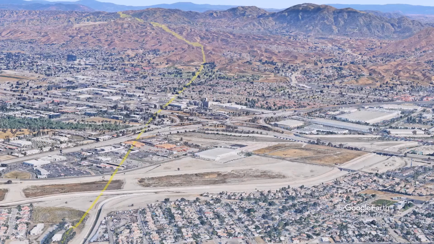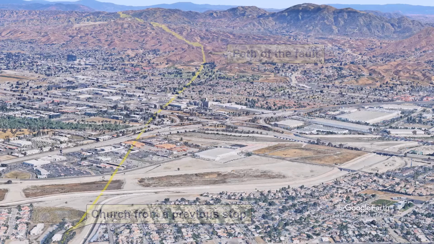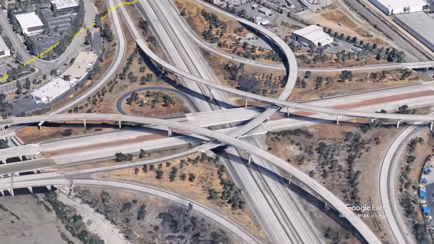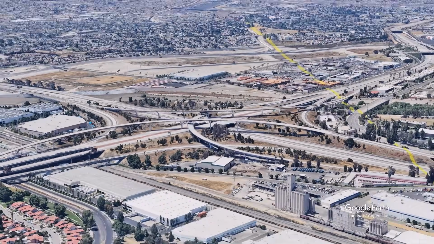Thanks to Google Earth, here's a 3D rendition of the intersection looking southeast. The yellow line shows the fault. Here's the church on our previous stop. Rotating the view around, you can see how big this freeway intersection is with all its bridges.